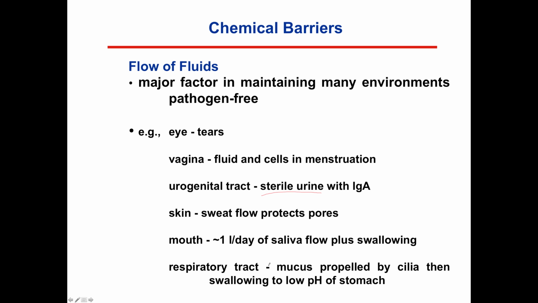The respiratory tract, again, we talked about this: mucus is propelled by cilia, then swallowed, and the low pH of the stomach can get rid of it. So all these areas have different types of fluid, usually water and some mucus, that allow it to flow and to remove things, to allow it to be pathogen-free.